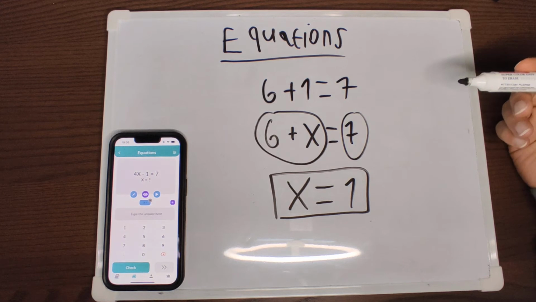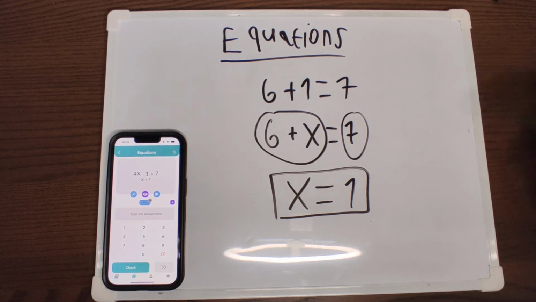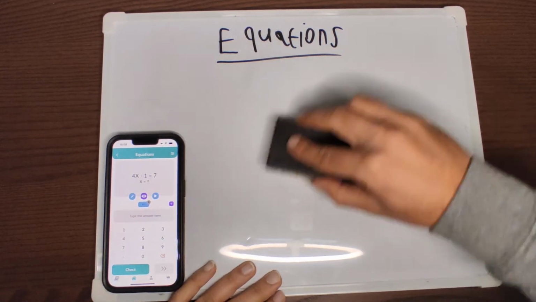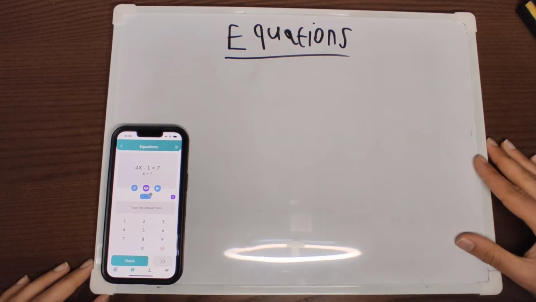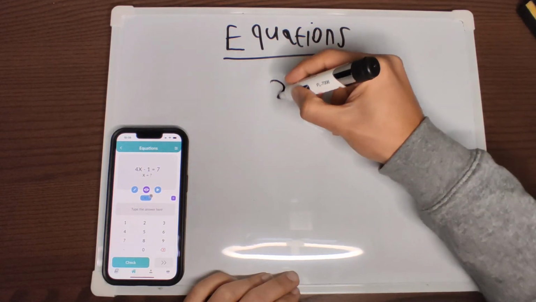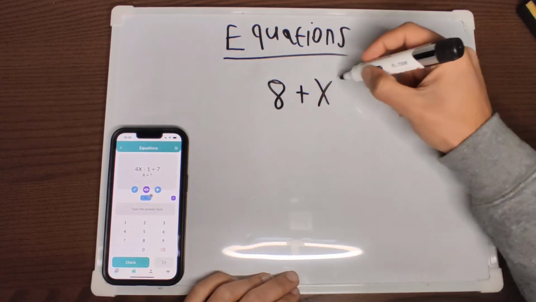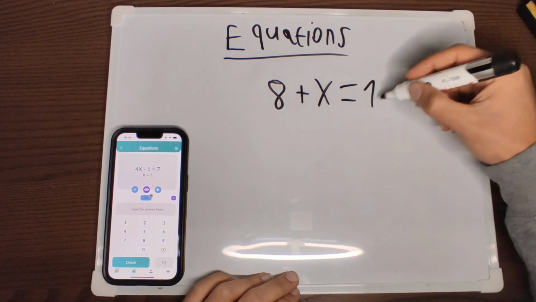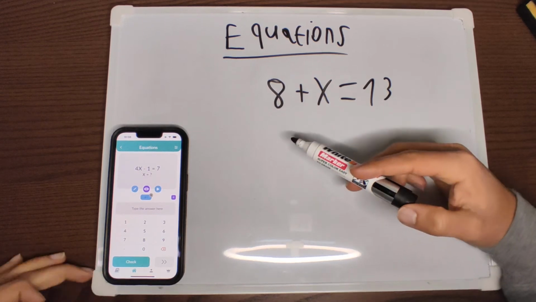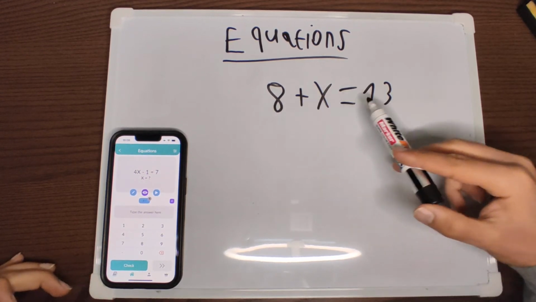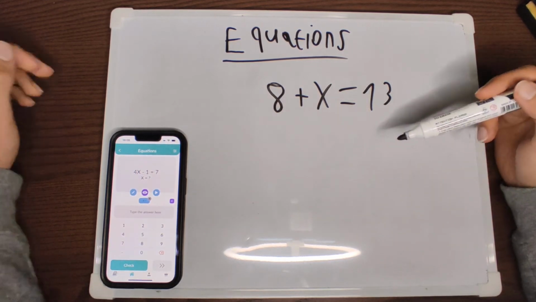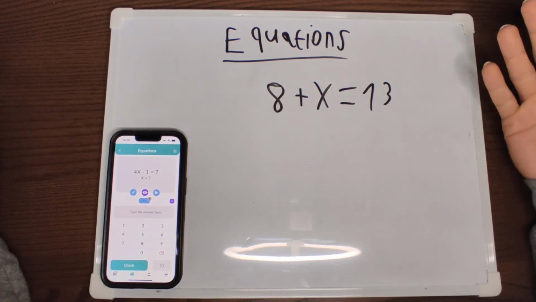But there are harder equations. Let's take a look. Okay, let's take for example 8 plus x equals 13. Okay, so how can we solve this? 8 plus what will result in 13? 8 plus 1, 8 plus 2, how can we know what x is?